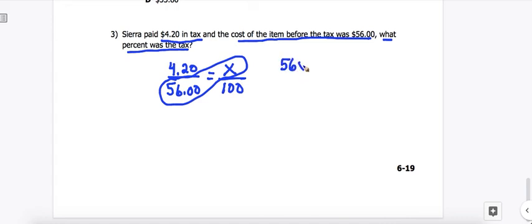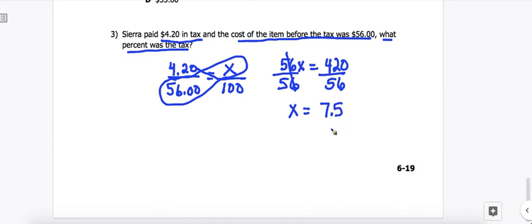So 56 times X is 56X equals $4.20 times 100, which would be 420. The opposite of multiplication is division, so I'm going to divide both sides by 56. 56 divided by 56 is a 1 in disguise, so cancel that out. Bring down your X, bring down your equals, and 420 divided by 56 is 7.5. Now I'm forgetting something here. Since it said what percent, I need to label it with a percent sign. Otherwise, my answer is incorrect.